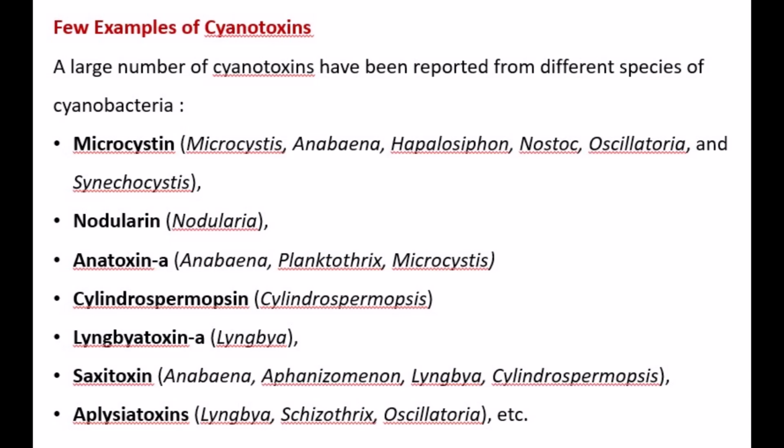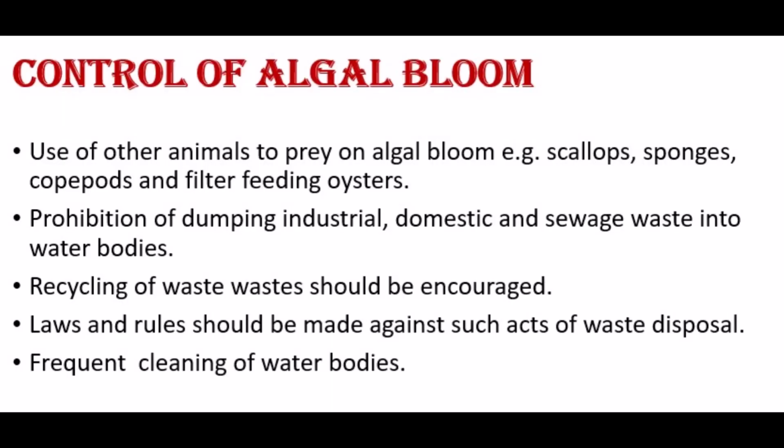How can we control these blooms? Use of other animals to prey on algal blooms, like filter feeding oysters and sponges. Prohibition of dumping industrial or domestic sewage waste into water bodies. Enforcing stringent laws against any kind of waste disposal into aquatic bodies. Recycling of waterways, as well as frequent cleaning of water bodies.